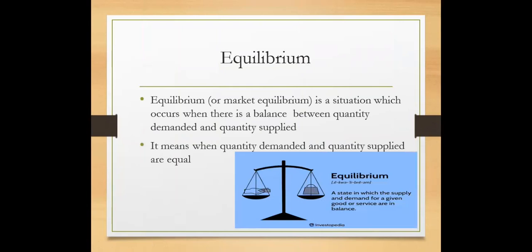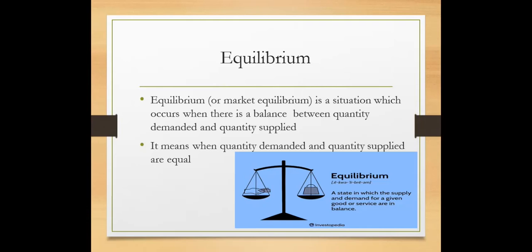when you look at this image or diagram, you can see a scale, and on that scale, the hand is giving out something to a receiver, and what is being given out and what is being received are both equal. So when we say equilibrium or market equilibrium in economics, it is a state in which the supply and demand for a given good or service are in balance.